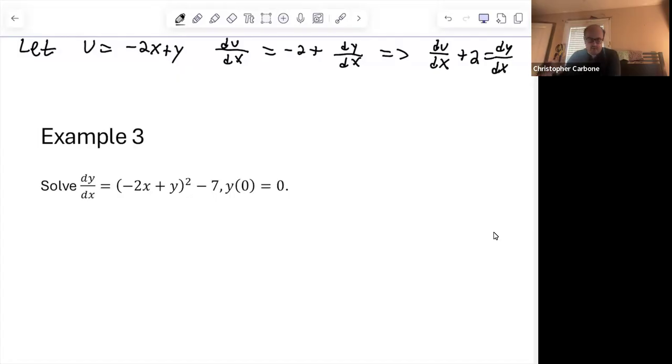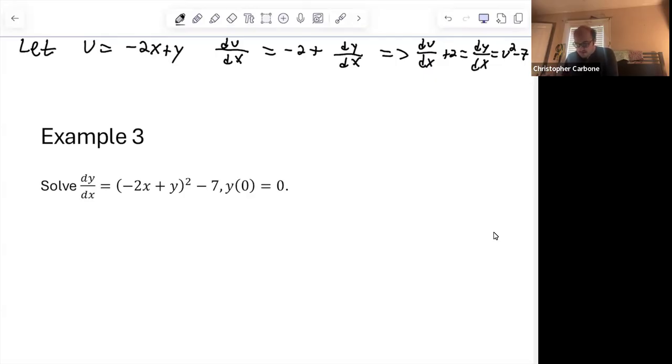But since we are using our substitution of u here with our differential equation below, let's move this over a little bit so I have enough room to write this instead of trying to squeeze it in such a small spot. du over dx plus 2 is equal to dy over dx, which would be equal to u squared minus 7 in this case.